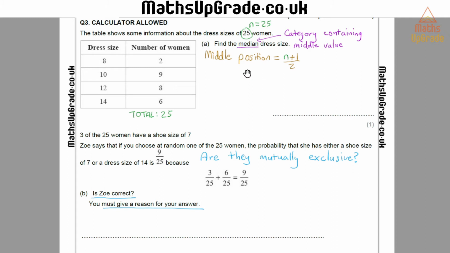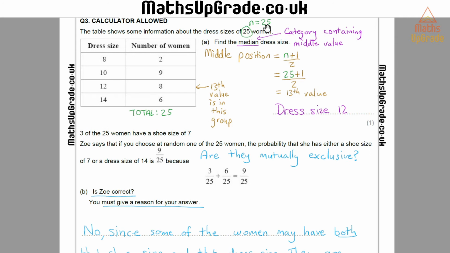Once we know where that is, we can find which group that is in. So, since there's 25 women, and obviously the total here is 25, n is 25, so 25 add 1 gives 26, divided by 2 is 13. So the 13th value is going to be the middle value. So where's the 13th value? You can either find it from the top or from the bottom. It gives you the same answer.